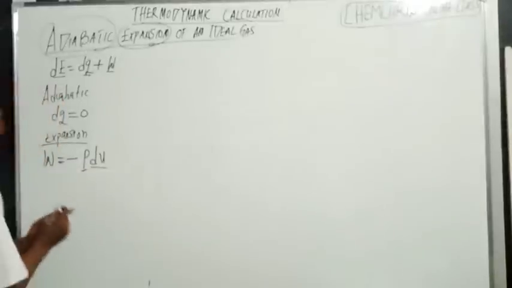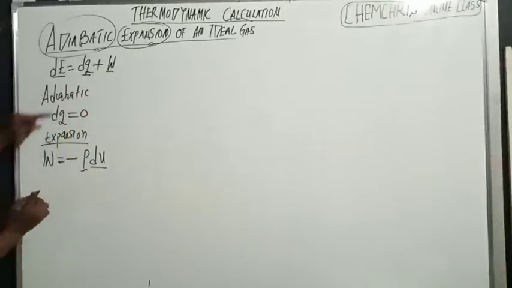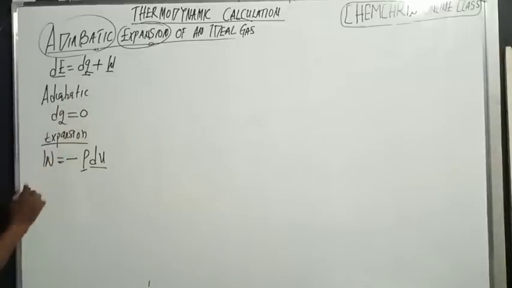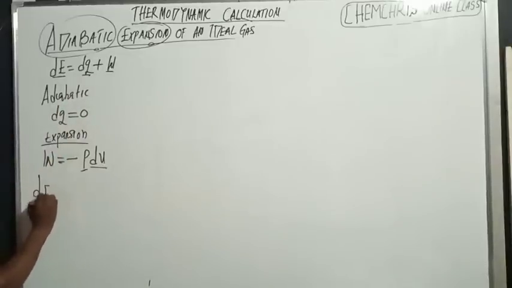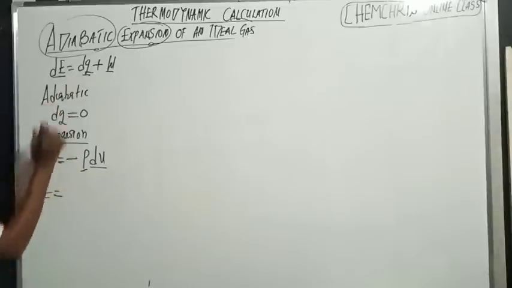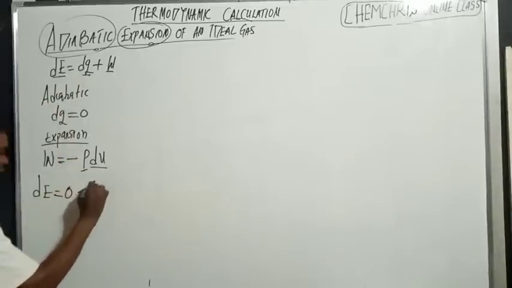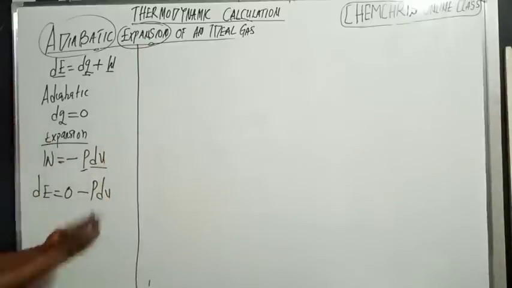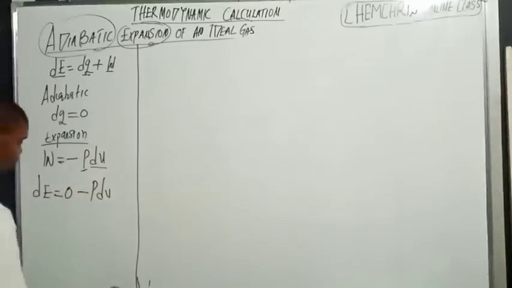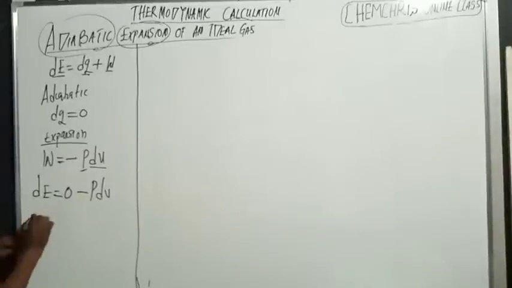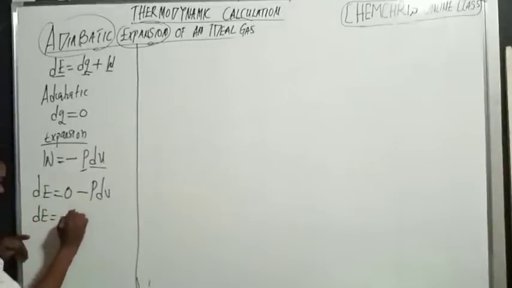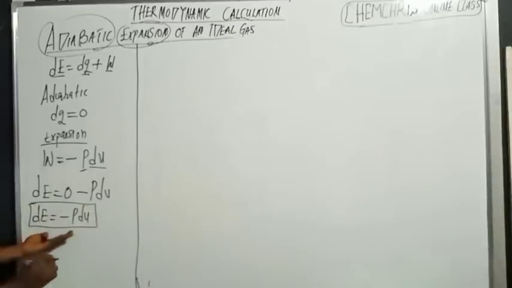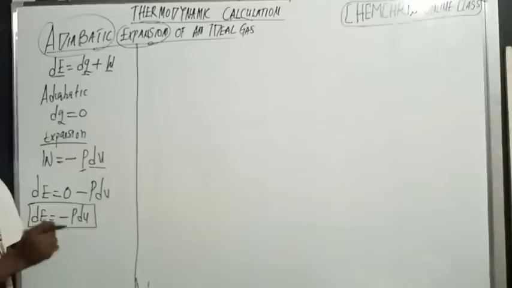Do you understand? So if we replace it here, let's replace this one and this one. Here we're going to have change in E equals change in Q, which is 0, minus P change in V. I'll go through this one quickly because we have a bit of things to cover. So now it means that my change in E is equal to minus P change in V. So this is the first thing we have actually achieved.